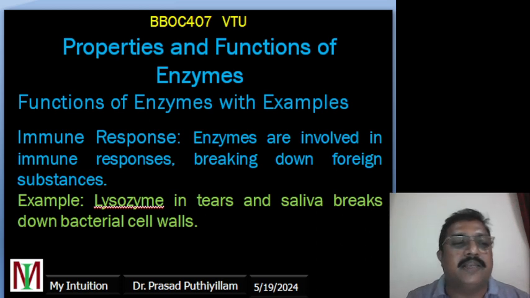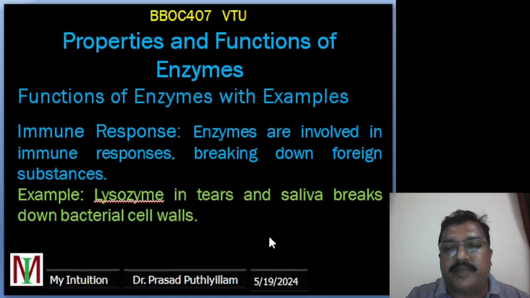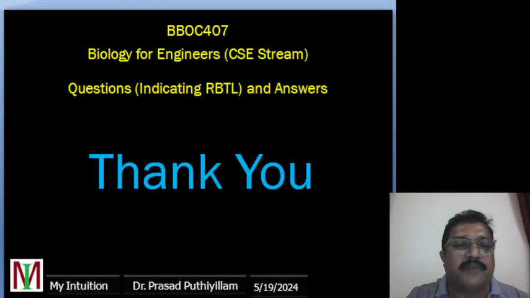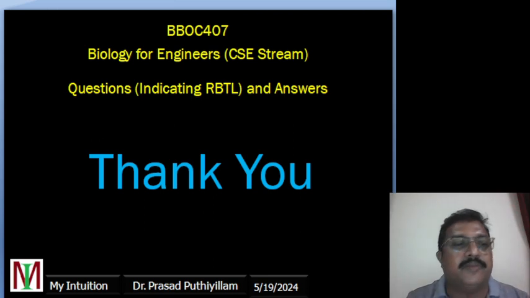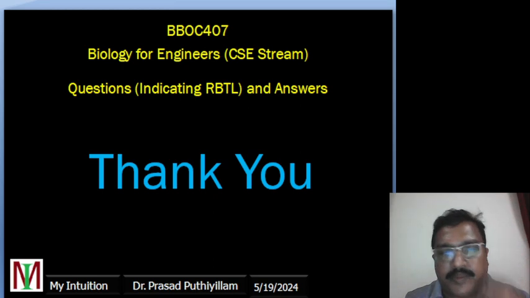Protecting us from infections. So in short, enzymes are essential for almost every aspect of life. We took only a few examples of enzymes, and did not go into detail about how the enzymes function or what the properties of each enzyme are. They are the tiny workers which make our bodies function, keeping us alive and healthy. So that's about this particular topic, enzymes.